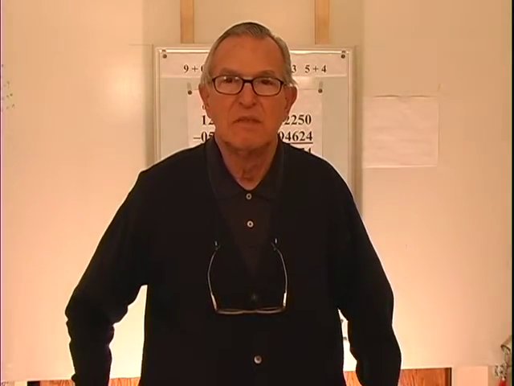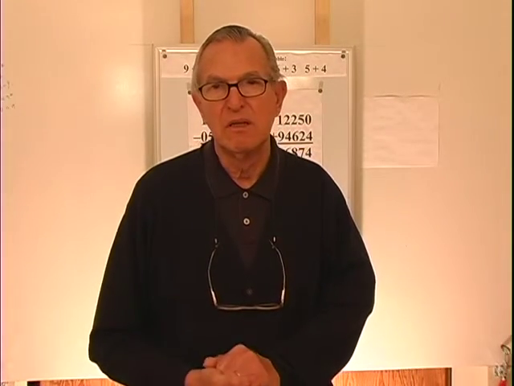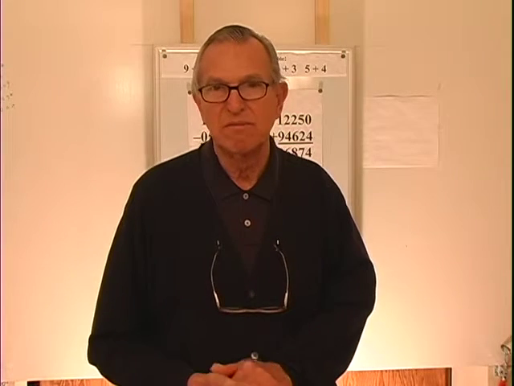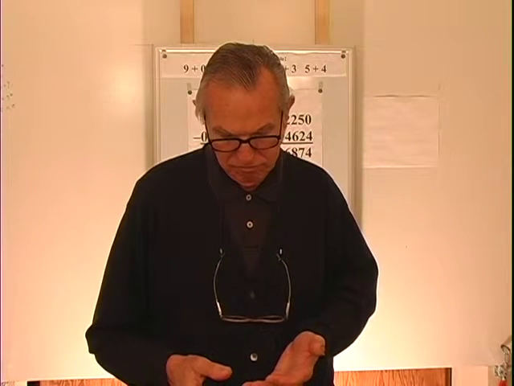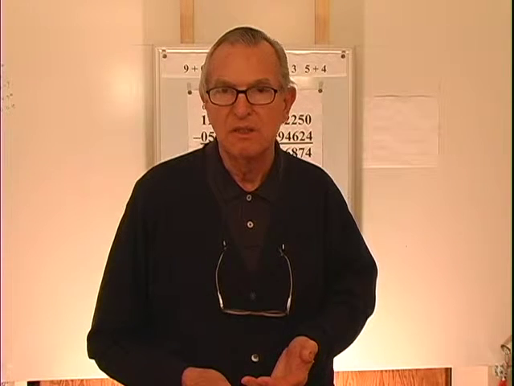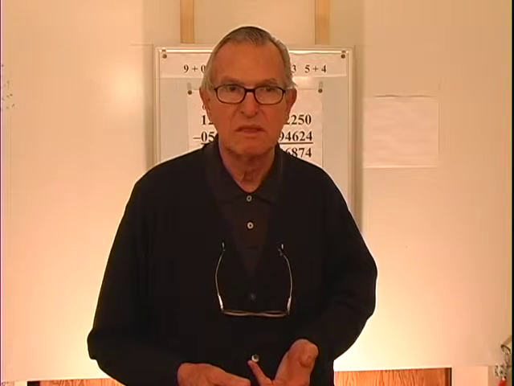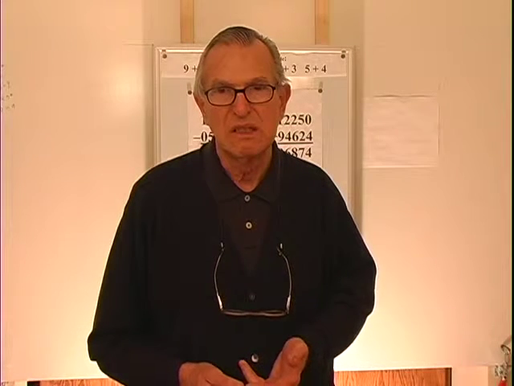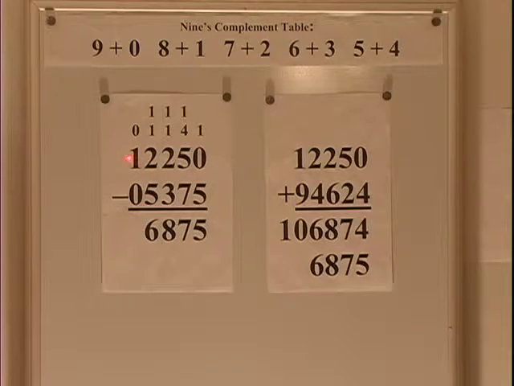We'll try our algorithm on several other problems to check its accuracy and to see if we can do integer numbers, decimal fractions, and mixed numbers. From 12,250, I'm going to subtract 5,375. I'm going to use the textbook algorithm first, and then we're going to use Nine's complement procedure, and then we can compare the two procedures.